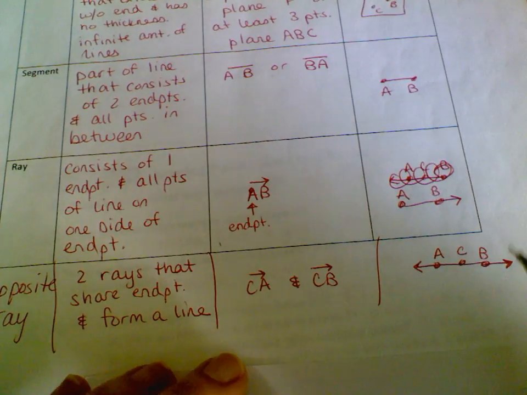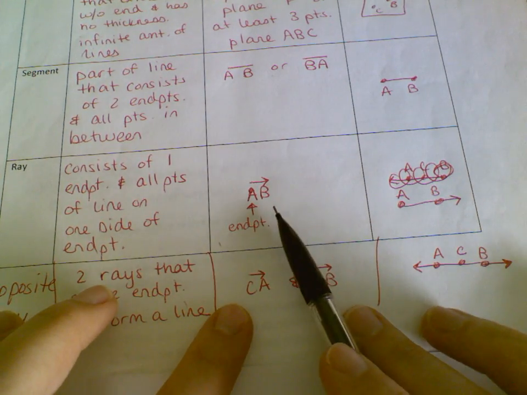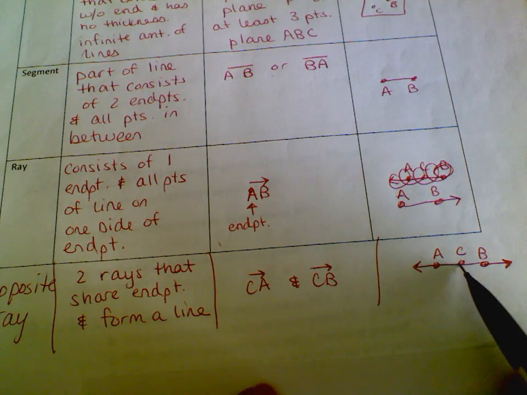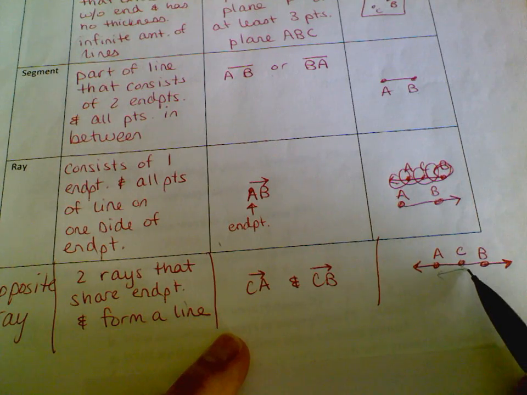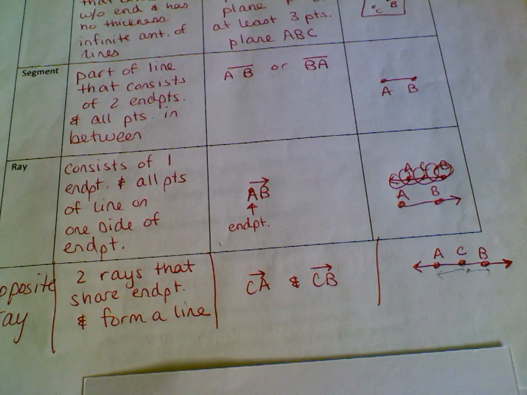The last one on there is opposite rays. Opposite rays, you're going to name them the same way as a ray, but opposite rays will share an endpoint. So they will always form a line because they'll go in opposite directions. Having that shared endpoint, they'll create a line.